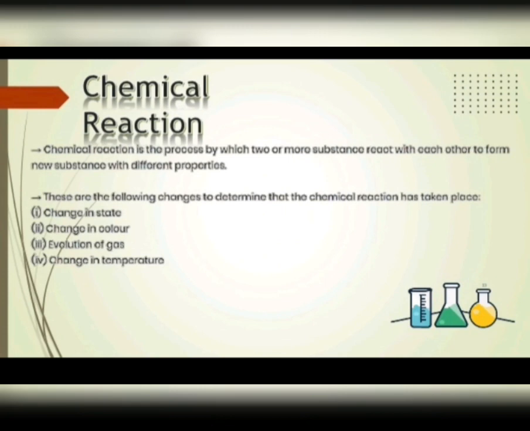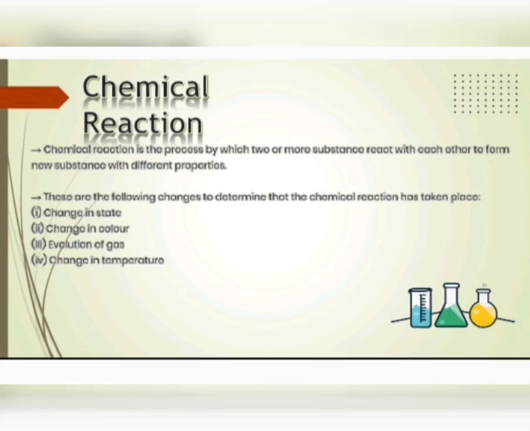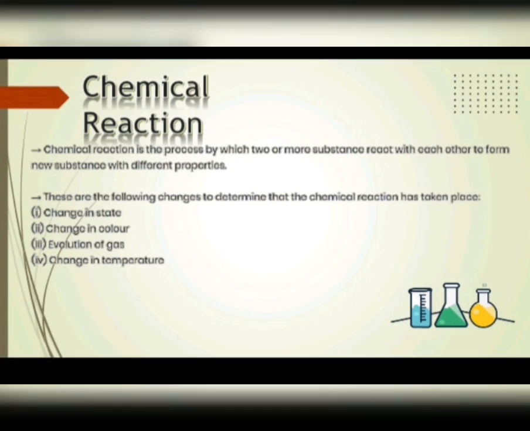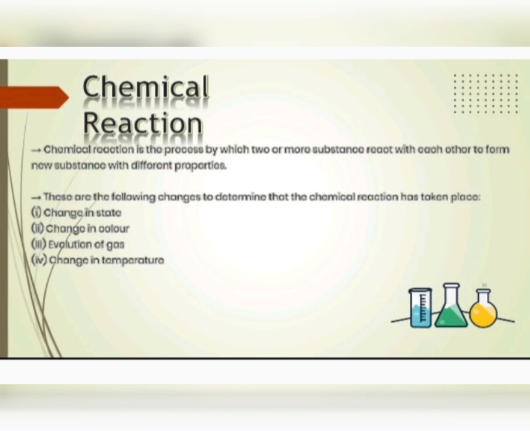Now, the question arises here: how do we come to know that a chemical reaction has taken place? So basically, in a chemical reaction, substances known as reactants get converted into products, right? So whenever there's a conversion of reactant into product in a chemical reaction, the reaction is often accompanied by some features which can be observed easily.